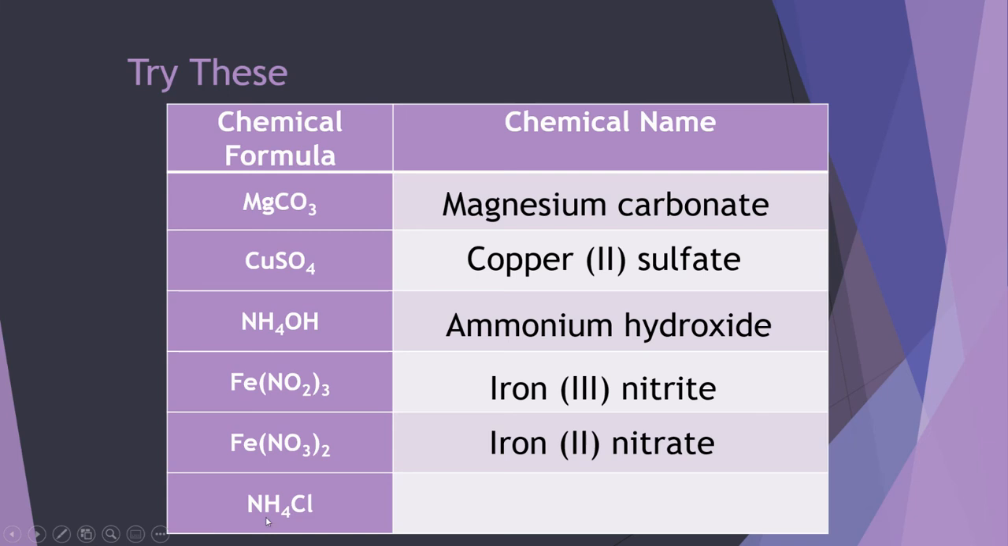And then the last one, NH4Cl. We've got NH4 is ammonium. Cl doesn't have multiple charges and it's not polyatomic. It is chlorine, so it becomes chloride. So we end up with ammonium chloride.